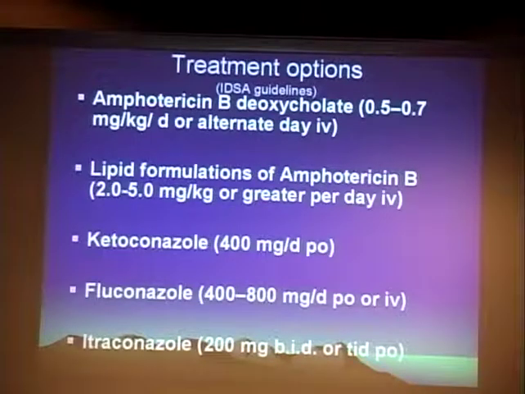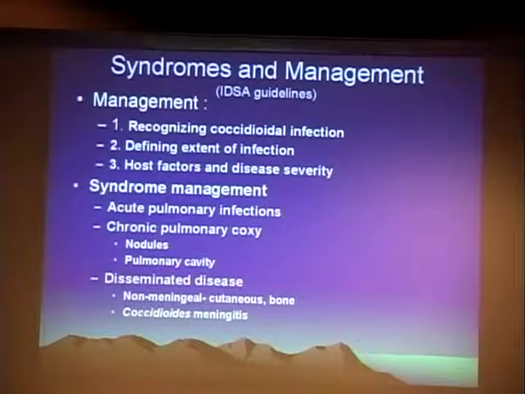I'd like to move on to some of the main principles of what we need to be aware of. If you look through the guidelines, basically there are 3 main points you need to think about as far as management. Obviously, you need to be able to recognize the infection, you need to define the extent of infection, and you also need to look at the host factors and disease severity.